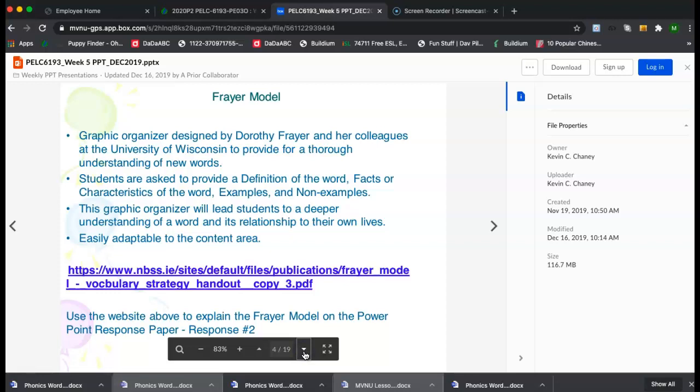We're going to talk about the Frayer model of vocabulary instruction. This was developed by Dorothy Frayer and her colleagues at the University of Wisconsin. And it's a graphic organizer that provides a thorough understanding of new words. Students are asked to, first of all, provide a definition of the word, facts or characteristics of the word, examples, and non-examples.